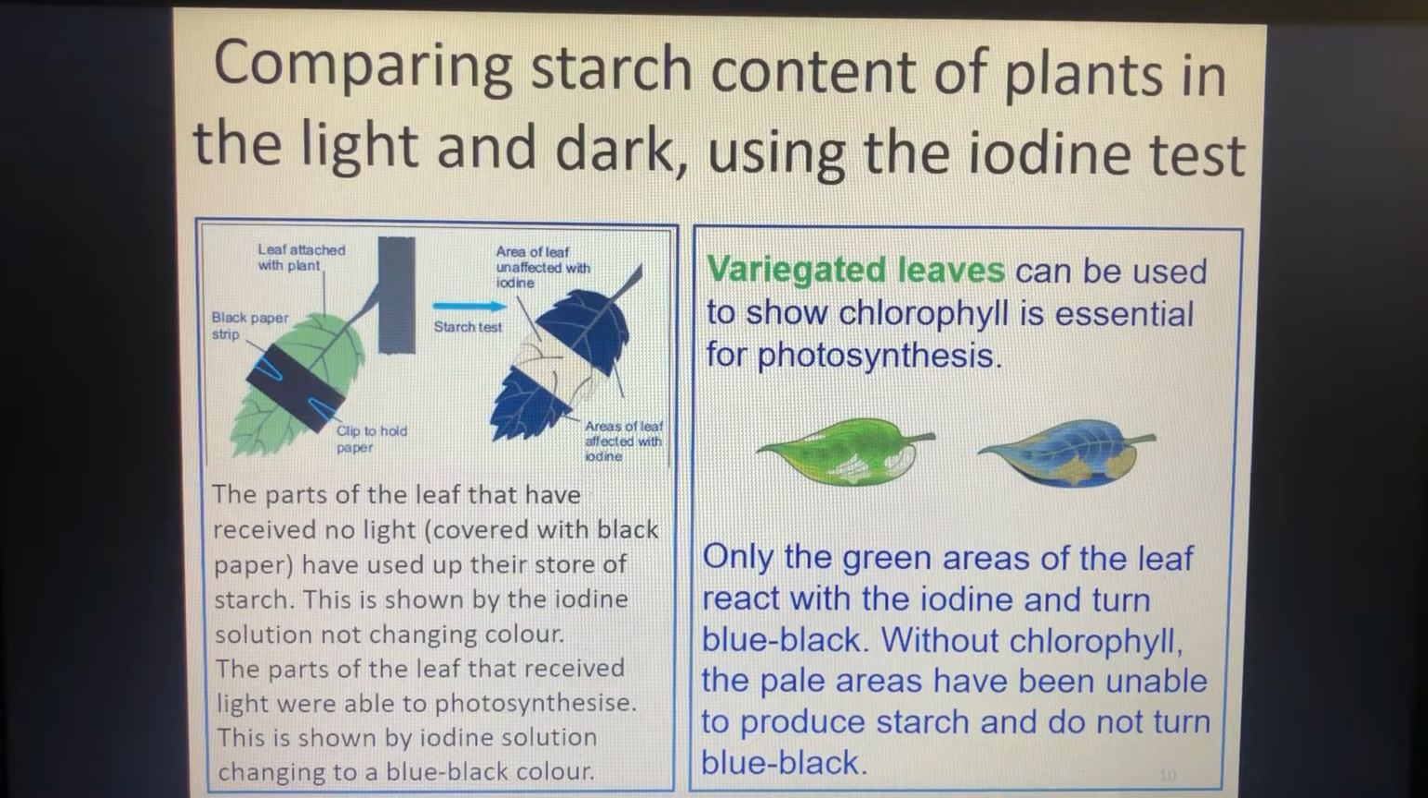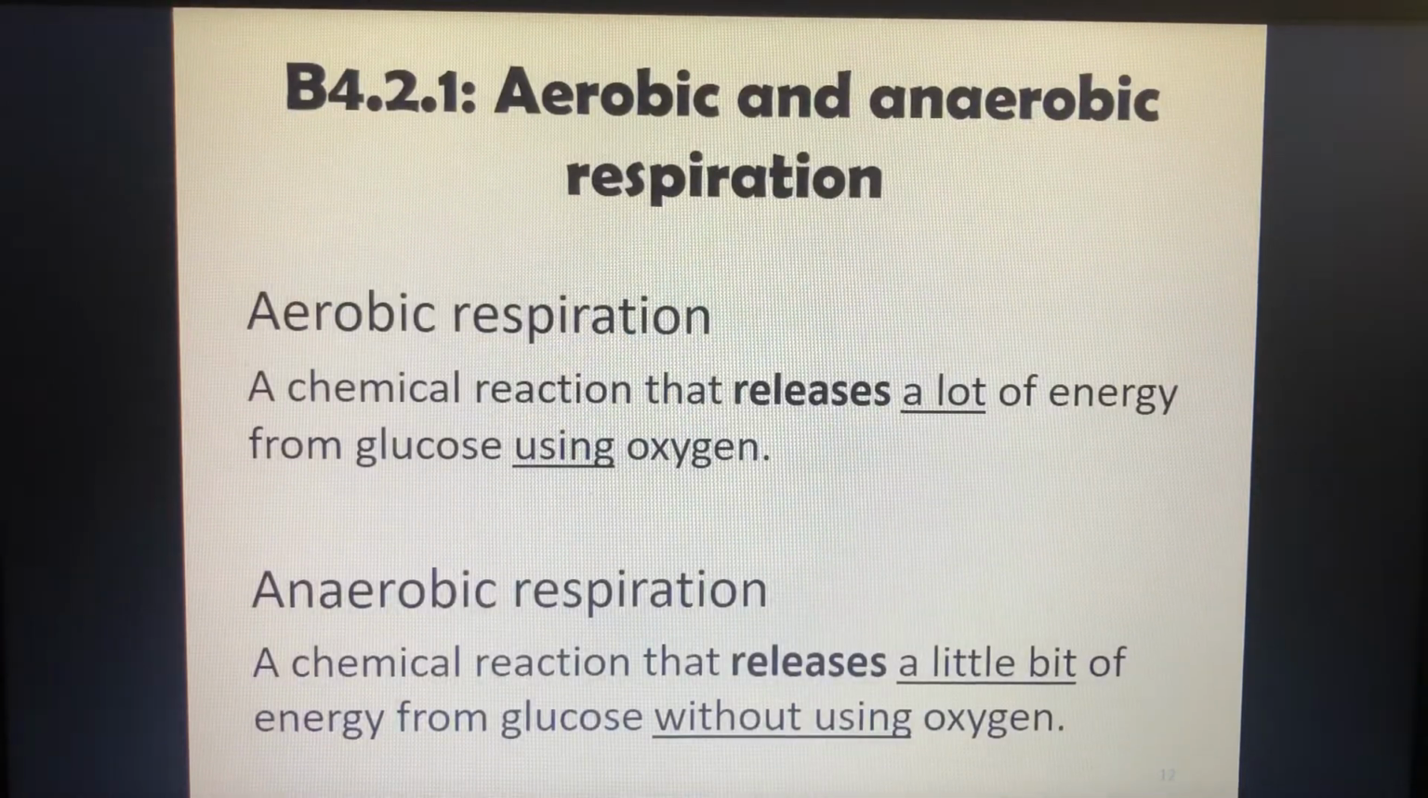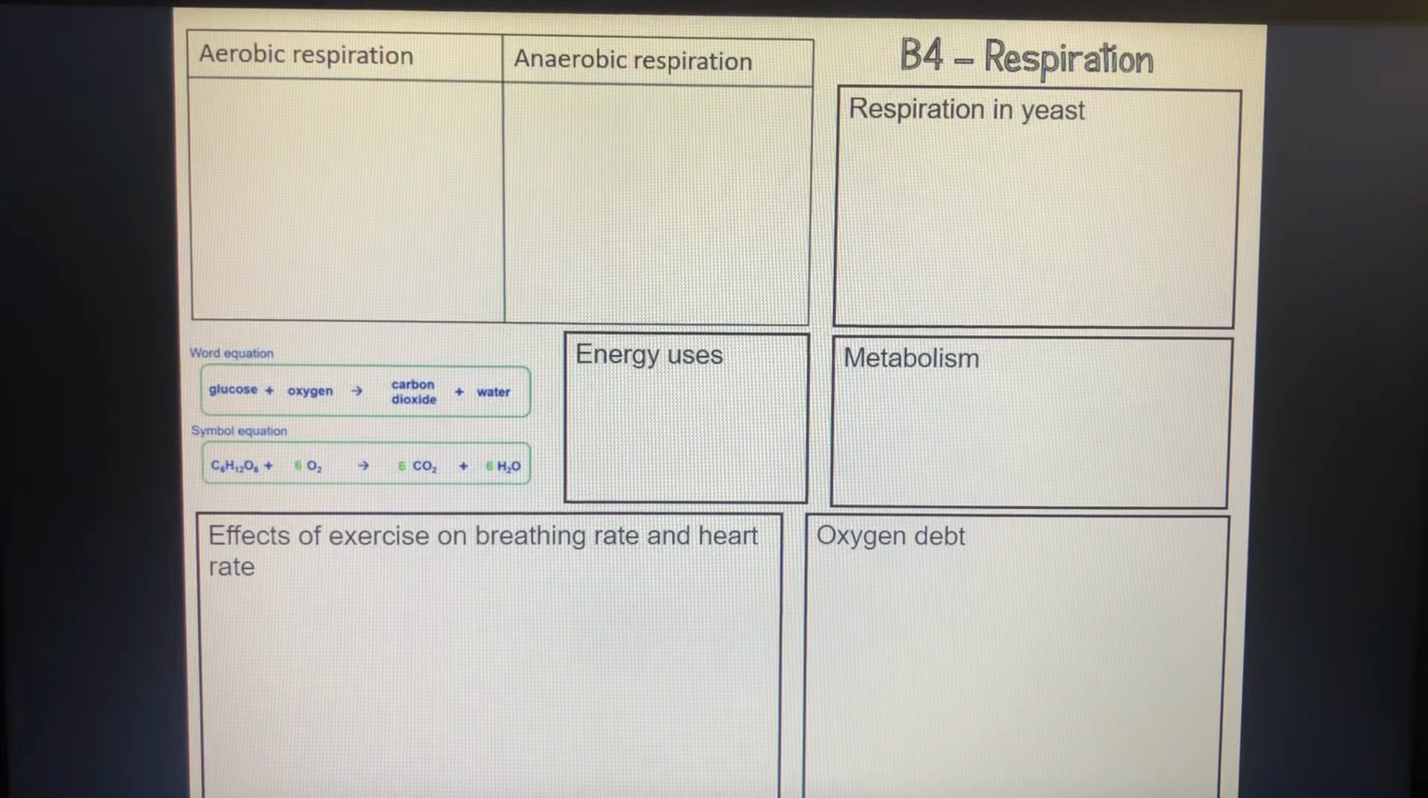Okay, so that's talked through everything for page 2. You've got the rest of the lesson now to fill in that sheet and revise that sheet. You've also got the flashcards that were on Show My Homework, and next time we're going to look at respiration and we're going to look at this sheet here.